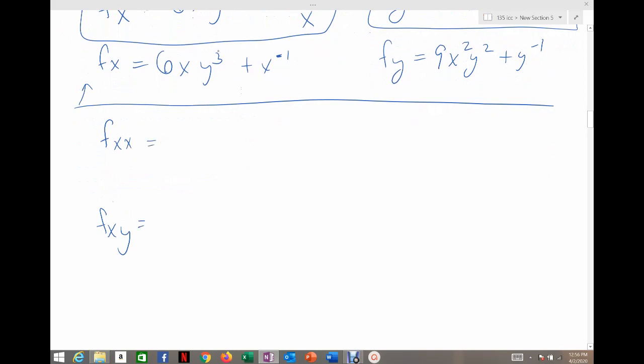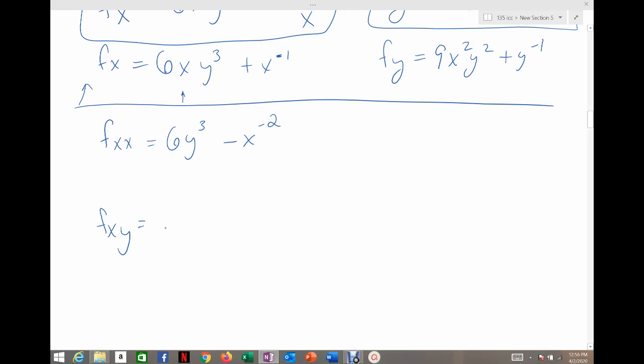Alright, so looking at this function, taking its derivative with respect to x. So the x part's what I'm taking the derivative of, and so the 6y cubed is going to come along as a constant, so 6y cubed, derivative of just x is 1, so it'll be 6y cubed times 1. And then the second part is an x to the negative first, so I get negative x raised to the negative second, and I'm going to leave it that way. If you want to rewrite it as 1 over x squared, fine.